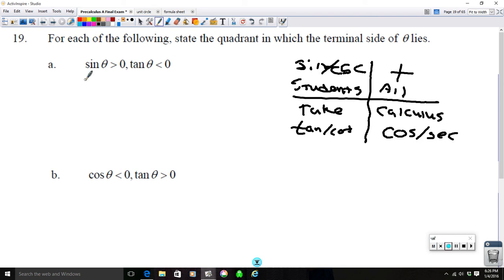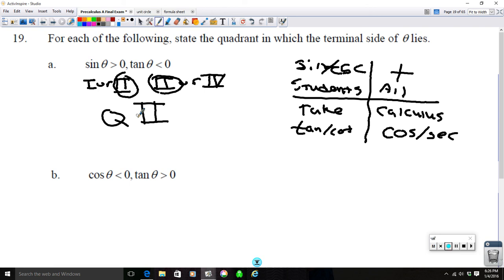So what I did here is I looked at this piece of it, and I know sine is going to be greater than 0 or positive in quadrants 1 or 2, and tangent is negative in quadrants 2 or 4. So therefore, where it works for both means we are in quadrant number 2.